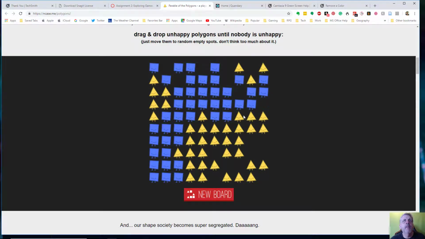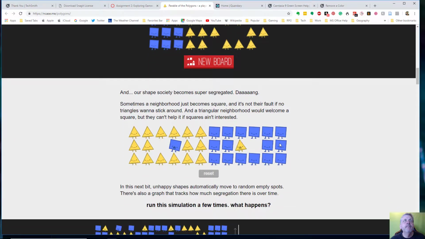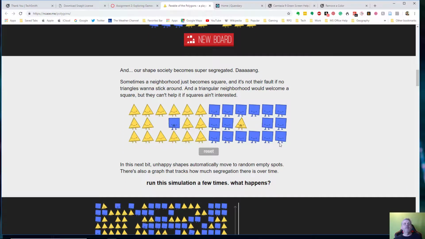Alright, there we go. And you can see how their slight preferences lead to a very segregated board with only 3 areas of triangles and a lot of blue going through here. Alright, sometimes a neighborhood just won't become square and it's not their fault, and a triangle will stick around, and a triangular neighborhood will become square, but they can't help it if squares aren't interested.